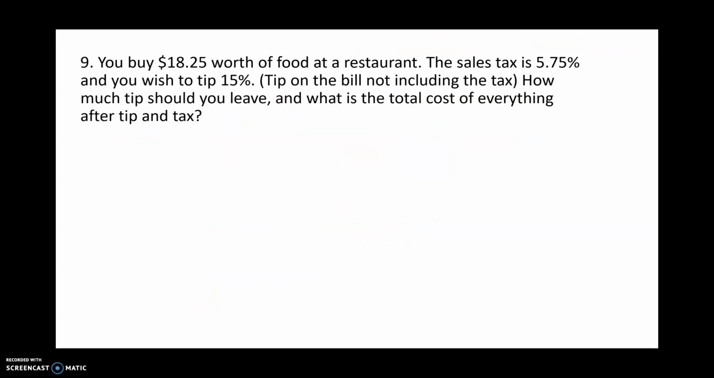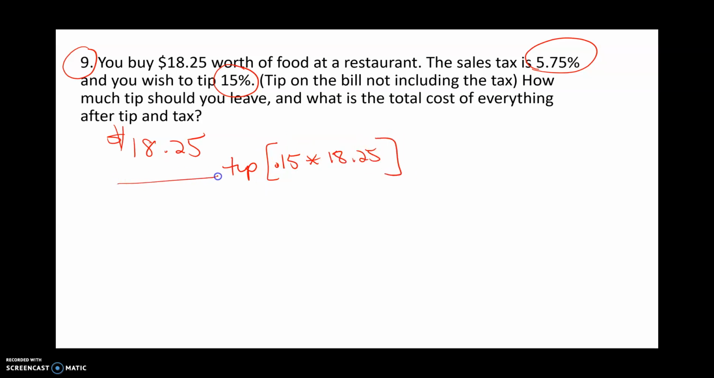Okay. We're looking at number 9. You buy $18.25 worth of food at a restaurant. So the sales tax is 5.75% and you wish to tip. So notice that you only tip on the bill, not the tax. So I'm going to say the tip is going to be calculated as 15% times that $18.25, which I'll fill in a second.